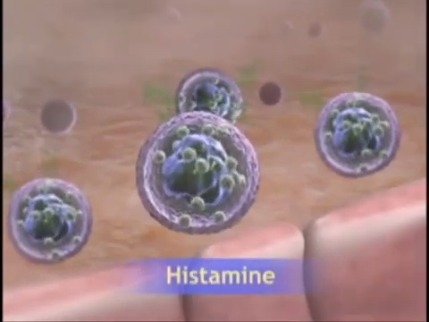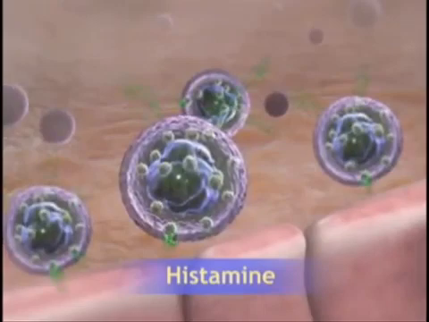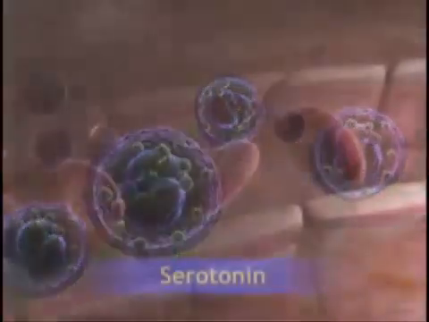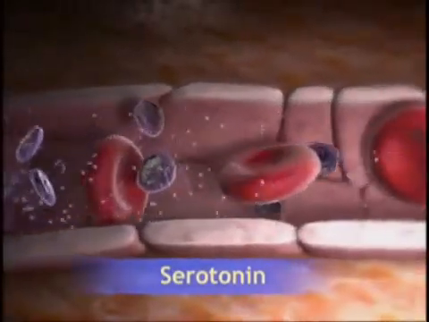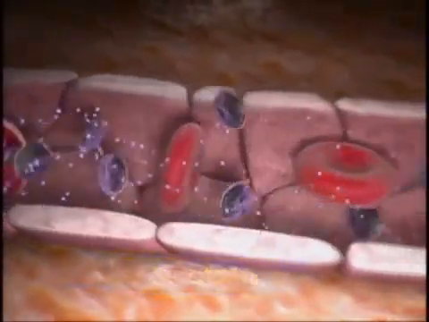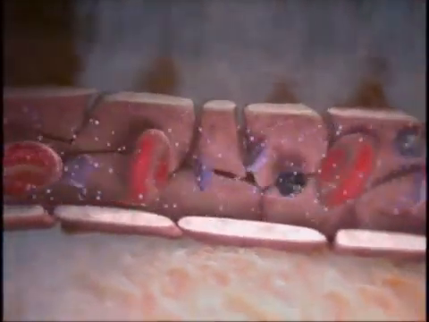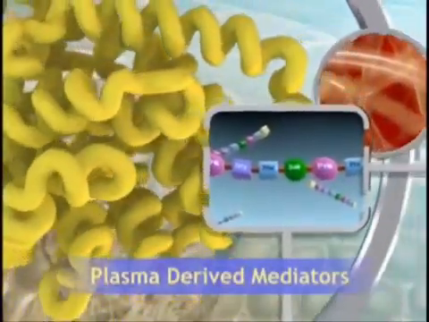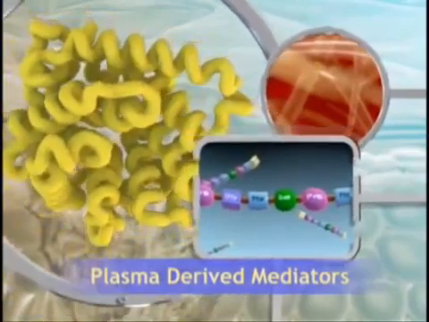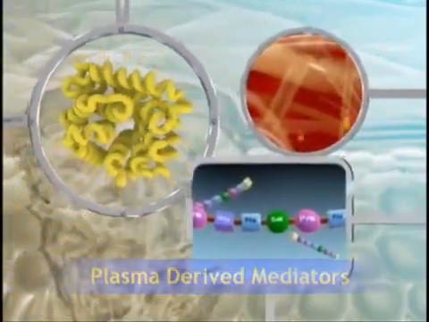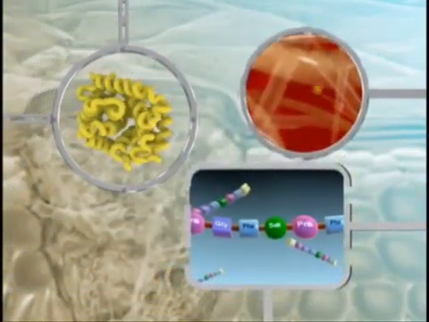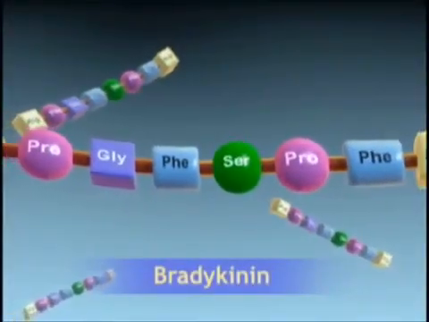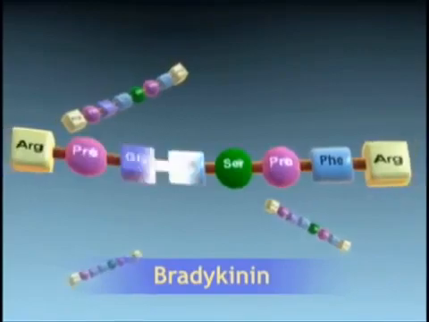Histamine is released in response to a variety of stimuli and causes dilation and increased permeability of capillaries. Serotonin, another cell-derived mediator, performs similar actions. The 3 major plasma-derived mediators are present in the plasma in precursor forms that must be activated, usually by a series of proteolytic enzymes. The kinins increase capillary permeability and stimulate pain receptors.